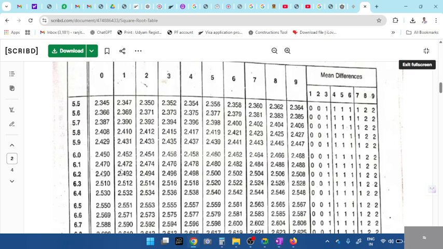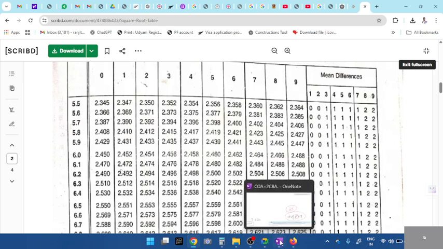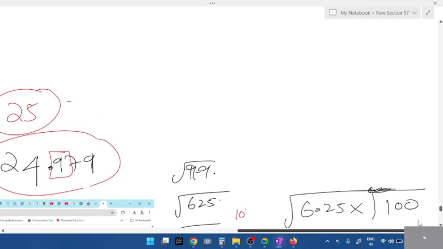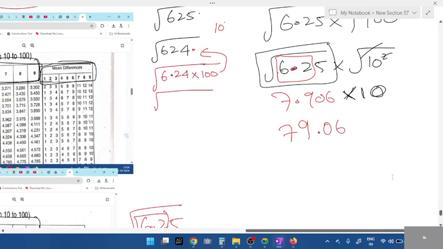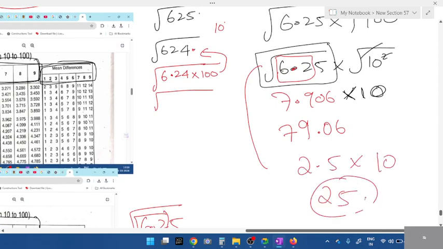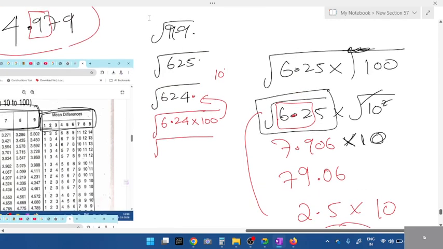Anyway, just take this value, students. 6.2 in that fifth column, we have 2.5. I took 62, but it's not 62, it's 6.2. 2.5, and there's the 10. 2.5 into 10 is almost 25. For 625, if you round it off, you'll get almost 25.